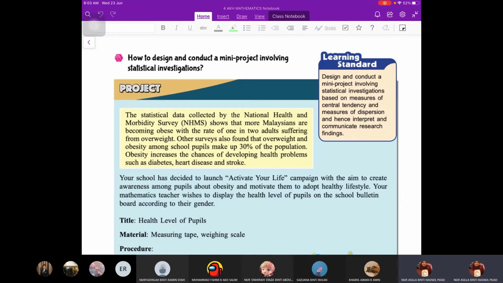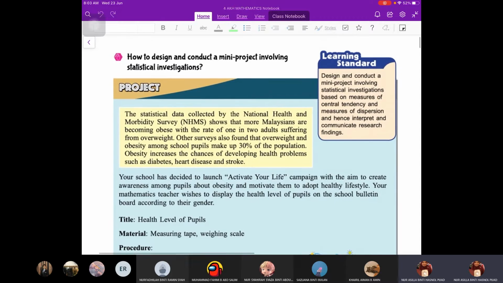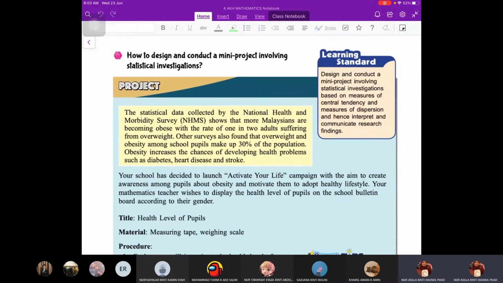Okay. So today kita akan pergi kepada learning standard yang terakhir. I did not include this learning standard in the recording video sebab kalau kamu tengok kat sini, we have to design and conduct a mini project. Okay. So bila kita belajar pasal statistics, statistics ni merangkumi everything in measures of dispersion lah.